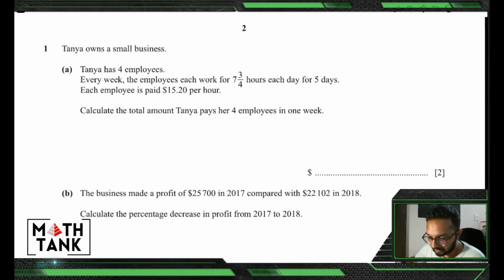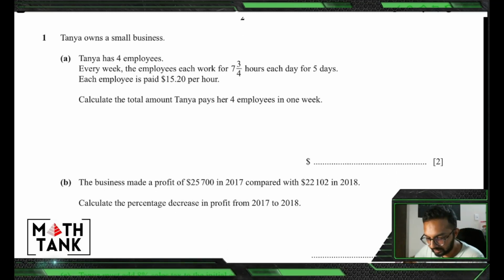So next question. Tanya owns a small business. Tanya has 4 employees. Every week the employees each work for 7 3/4 hours. I have a habit of converting those into decimals because they're easy to put on a calculator. 7.75 hours each day for 5 days. Each employee is paid $15.20 per hour. Okay, calculate the total amount Tanya pays her 4 employees in 1 week.